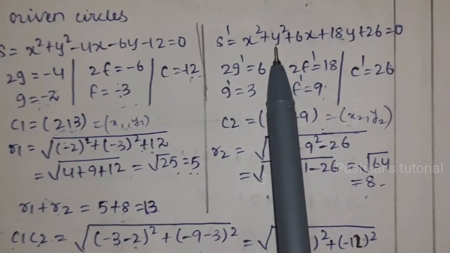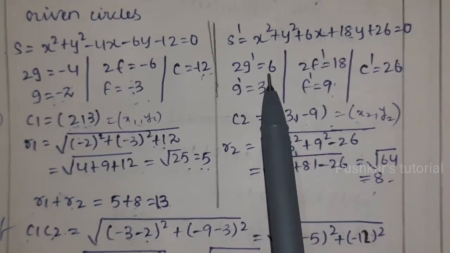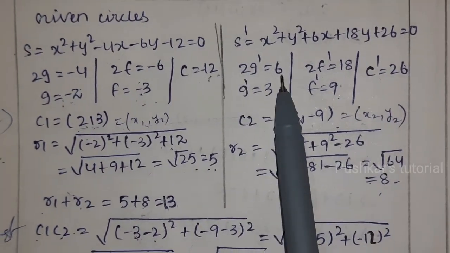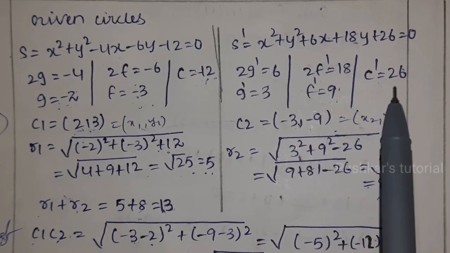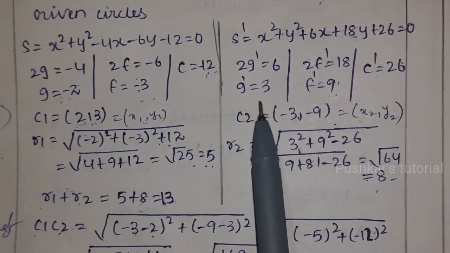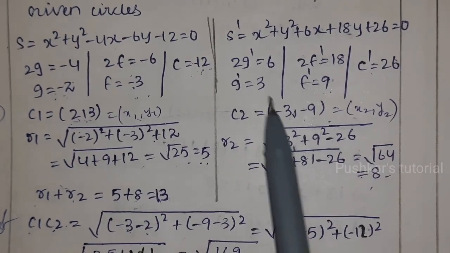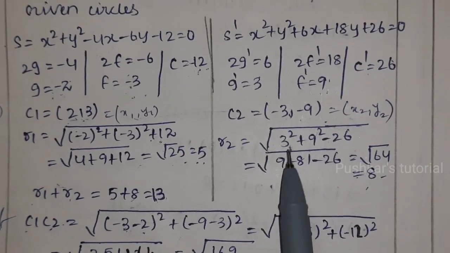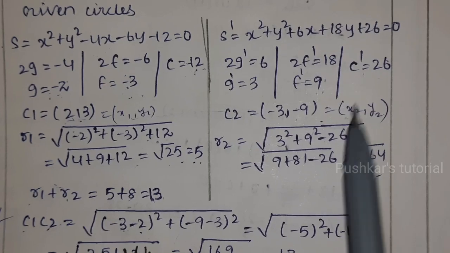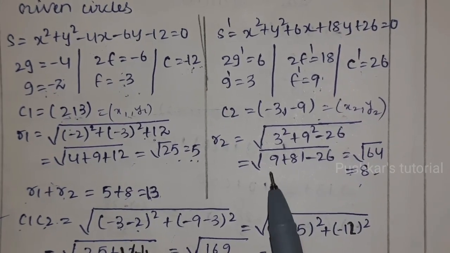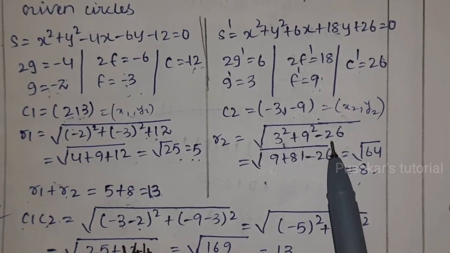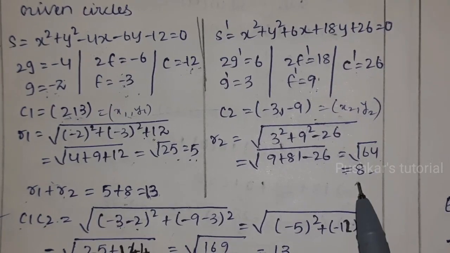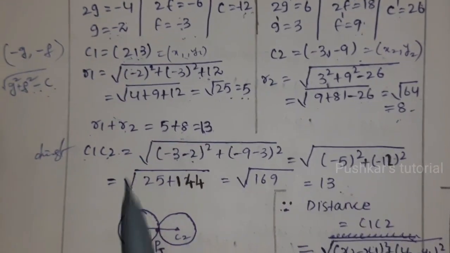Next, the second circle. The x square and y square coefficients are 1. Next, 2g is 6, 2f dash is 18, and c dash is 26. So g is 3, f is 9, c is 26. The center C2 is the same numbers with opposite signs: minus 3, minus 9. The radius R2 is the square root of g square plus f square minus c. So 3 square is 9, 9 square is 81, minus 26. Addition then subtraction. Root 64 is 8. Now coming to R1 plus R2.